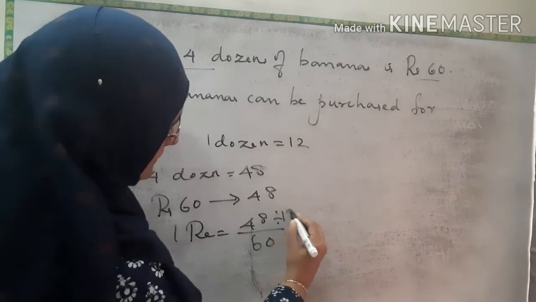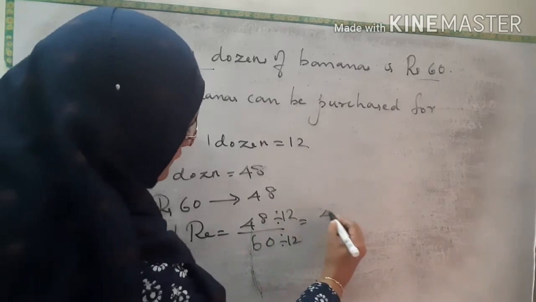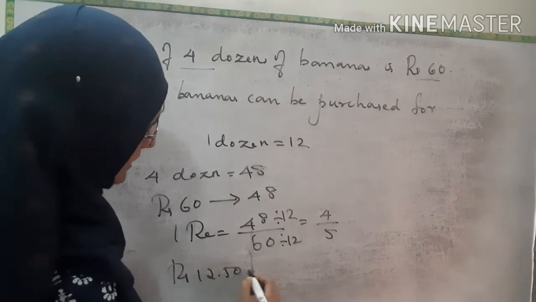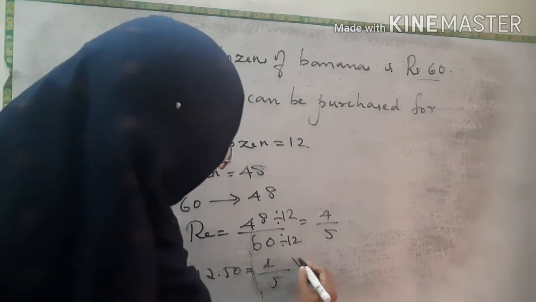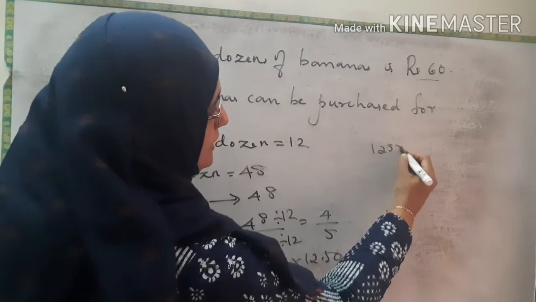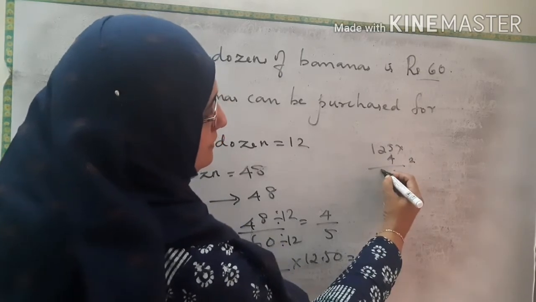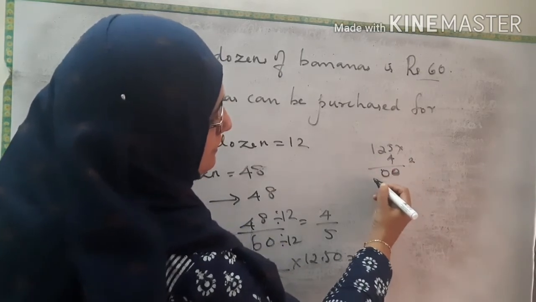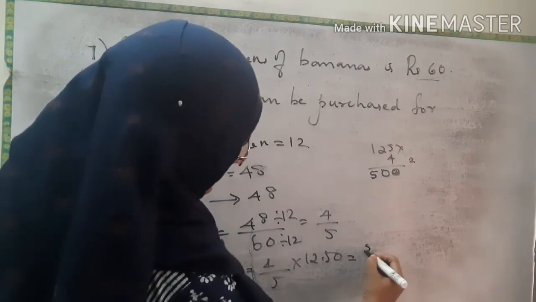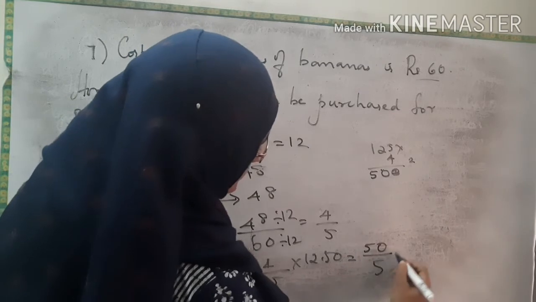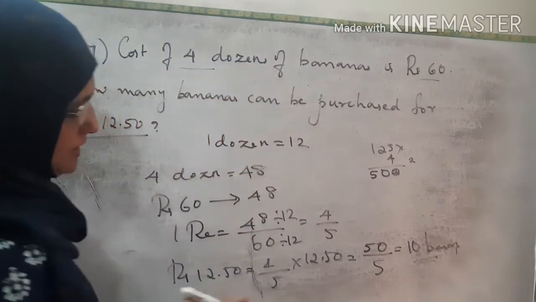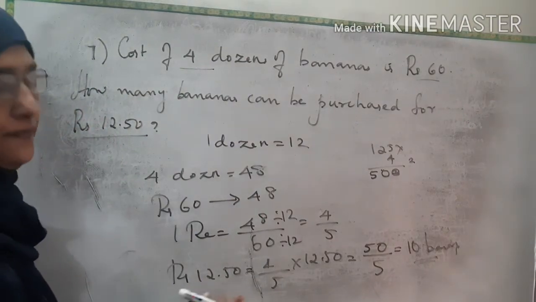So you can make it simpler, divide by 12. It will be 4 by 5. Then for rupees 12.50, how many bananas will you get? So 4 by 5 into 12.50. See, 12.50 into 4, what is it? 50. 50 by 5, 10 bananas. So you'll get 10 bananas for rupees 12 rupee 50 paise.